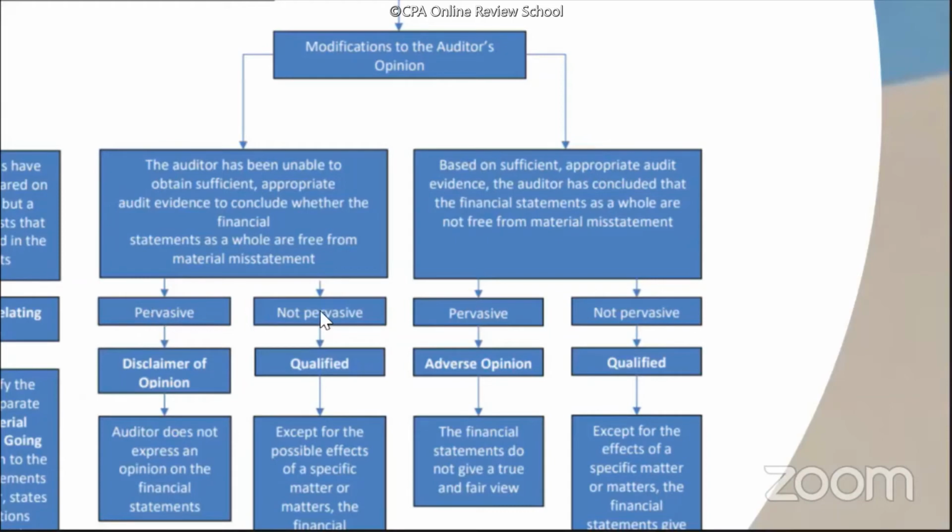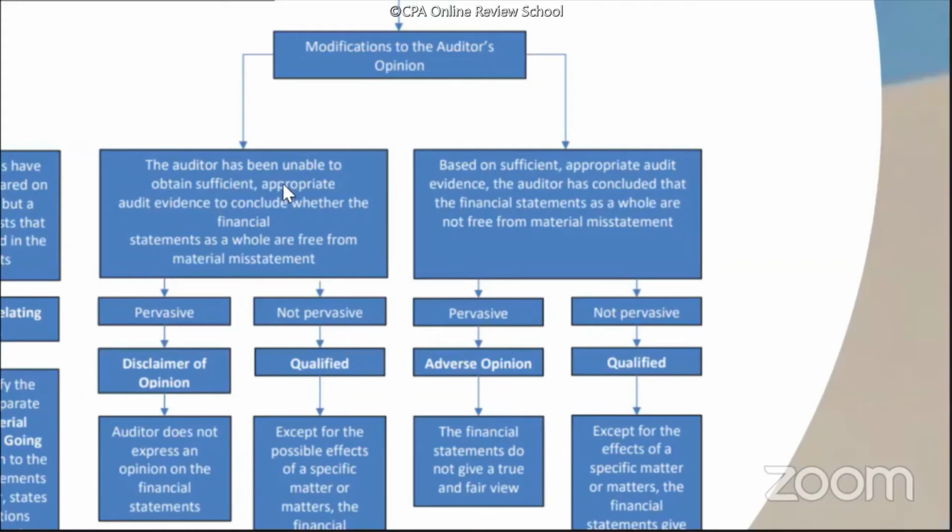Right? So, titingnan mo ngayon if pervasive ba o not pervasive yung impact nung walang audit procedure for that. Kapag pervasive, ibig sabihin, yung kabuuan ng financial statement is impacted, negatively impacted. Kapag not pervasive naman, is certain area lang. Okay? So, dito magkakaiba. Based on the situation, pwede ka mag-issue ng disclaimer of opinion, qualified, or adverse opinion.